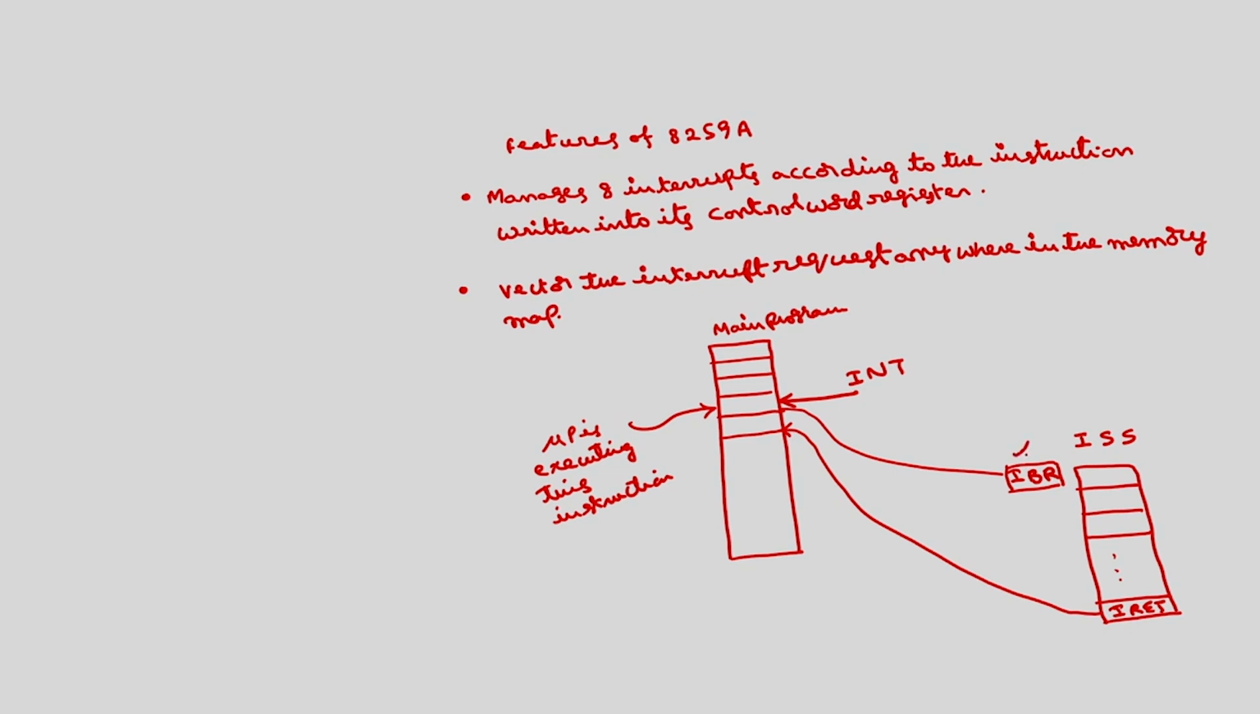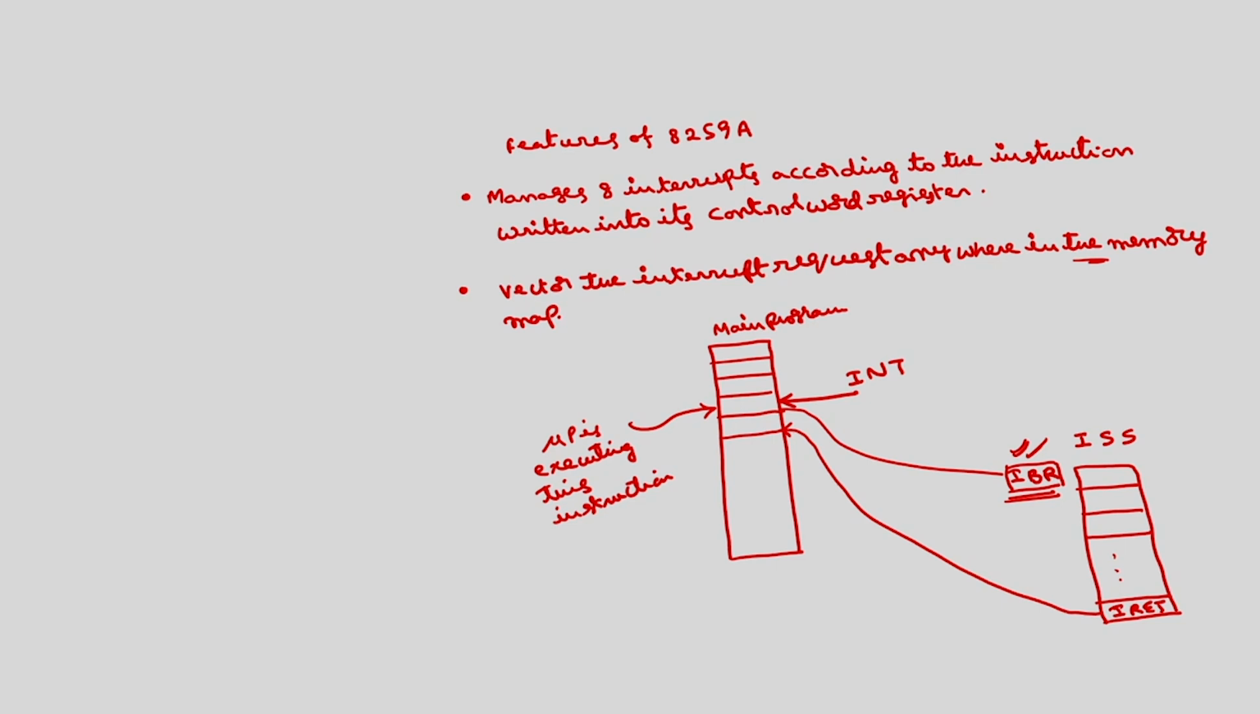So, this address can be anywhere in the entire memory of the 8086. That is the meaning of vector the interrupt request anywhere in the memory map. This address can be any address that can be loaded into the controller registers. We will discuss how this interrupt branch address is loaded into the controller registers while discussing the programming of 8259A.